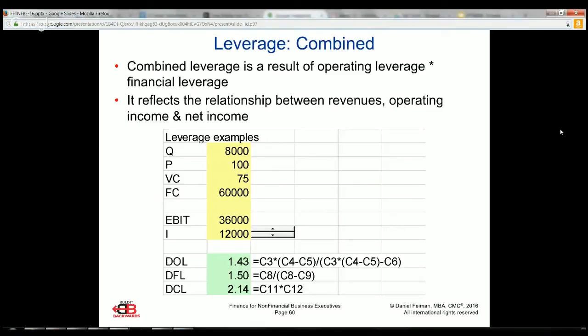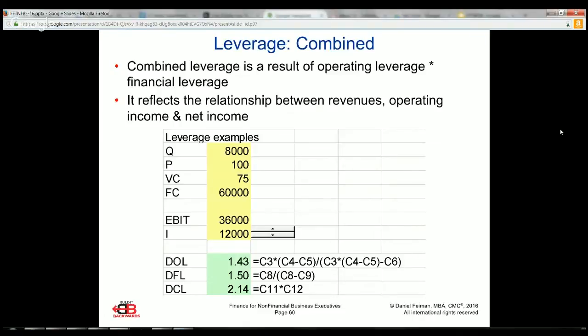Our degree of financial leverage we calculate as 1.5. So that says for every percentage increase in our operating profit, we'll have 1.5 times that amount of increase percentage-wise in our net income. So operating profit goes up 5%. 5% times 1.5, we can predict accurately a 7.5% increase in our net income.